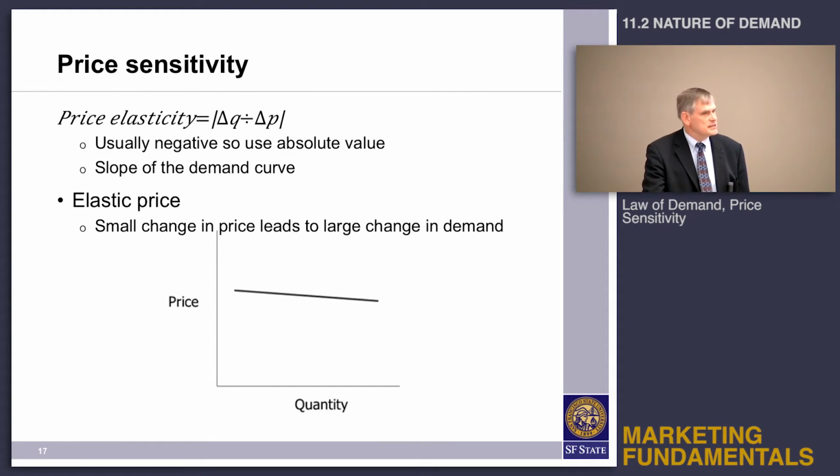When price is elastic, highly elastic, a small change in price leads to a large change in quantity demanded. And that's represented in this little graphic by a relatively flat line. Regardless of what the price is, the quantity demanded is, that's highly elastic. Excuse me, that's highly elastic. A small change in price leads to a huge change in the quantity demanded.